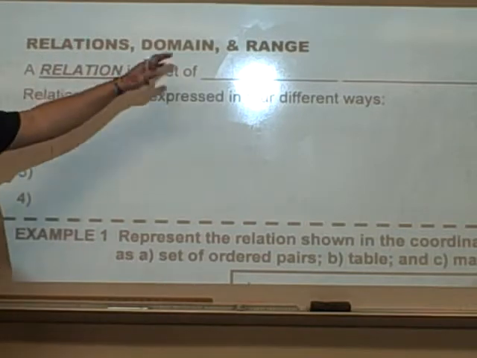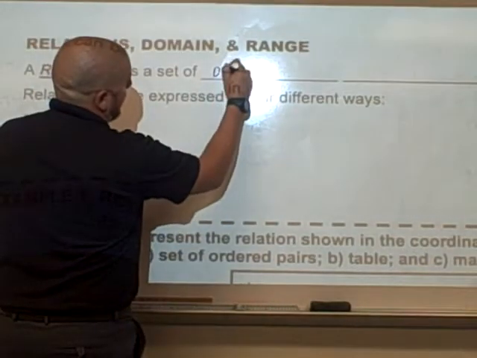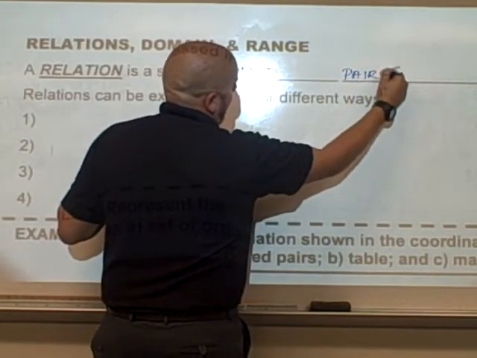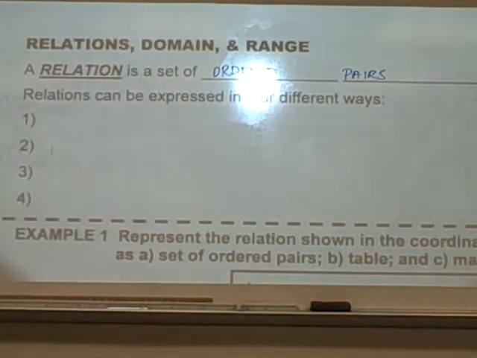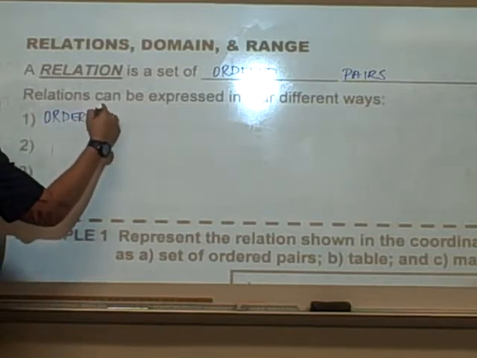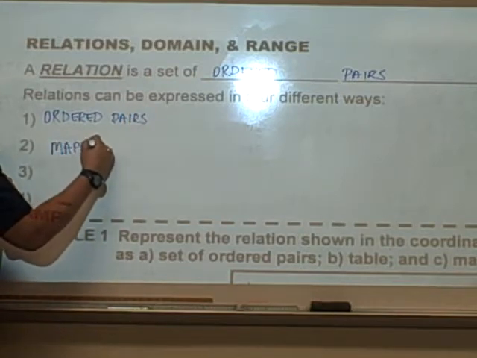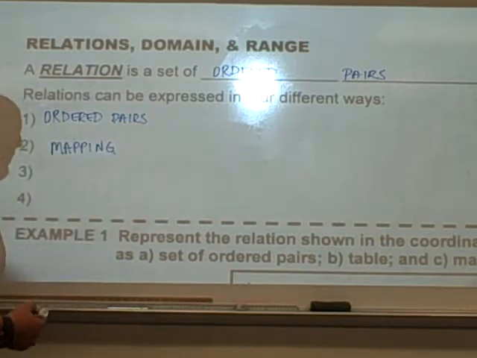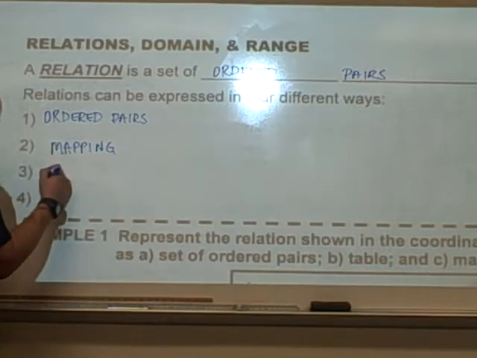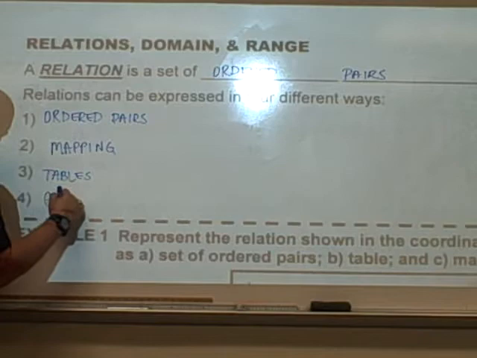Okay. So relations, domain, and range. A relation, definition, a vocabulary word, is a set of ordered pairs. Relations can be expressed in 4 different ways. Obviously, we can use ordered pairs. We can use mapping. It's my least favorite, and to me, not as useful as other things. We can use a table. And we can even use, of course, graphs.